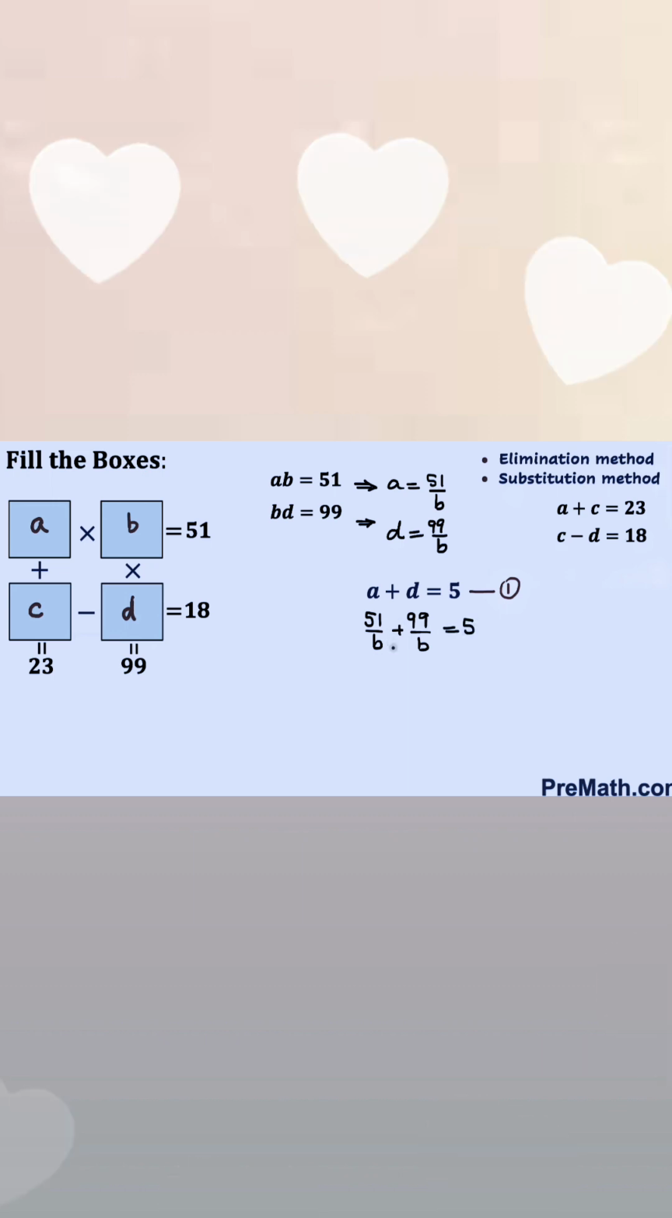And now let's go ahead and remove these fractions by multiplying by B across the board with each and every term. And we can see that this B and B is gone. And we have 51 plus likewise.